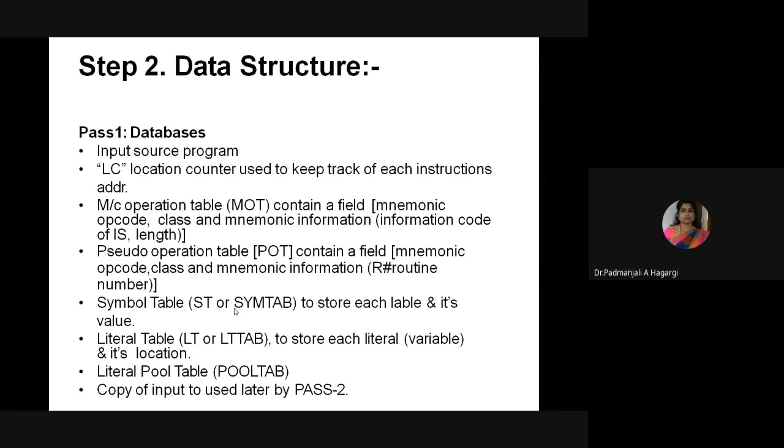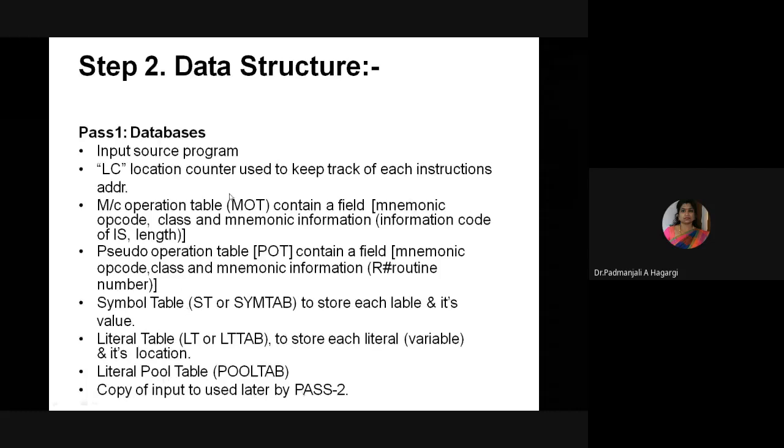So the symbol table is also added, and it will keep track of the symbol table to store each label and its value, and also the literal table. Not an individual literal table; whatever literals are generated in that pool, all will be stored in the literal table, with each literal and its location, and the literal pool. And a copy of the input is used later by pass 2.